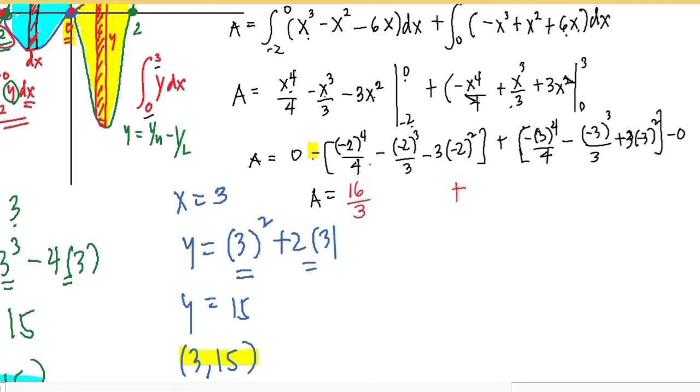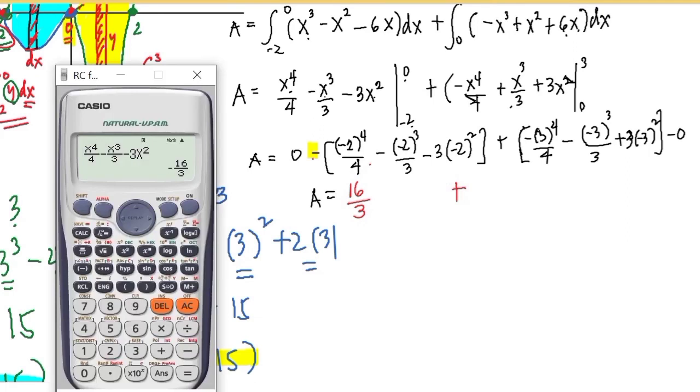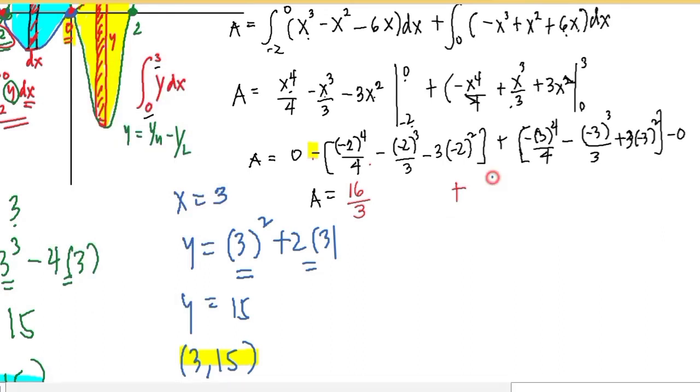Plus, for the other one, our equation is negative x to the 4th over 4 plus x cubed over 3 plus 3x squared. Evaluating at 3, that is 63 over 4. The other one is 63 over 4. It looks like spaghetti now. Yes, 63 over 4 square units. We will move to the next page because this page is quite loaded.